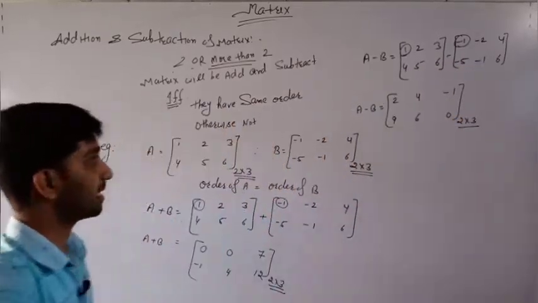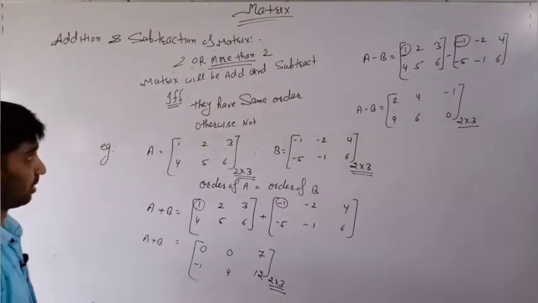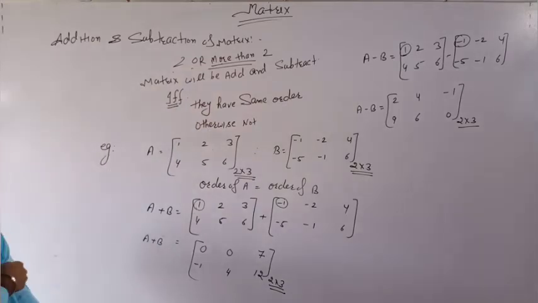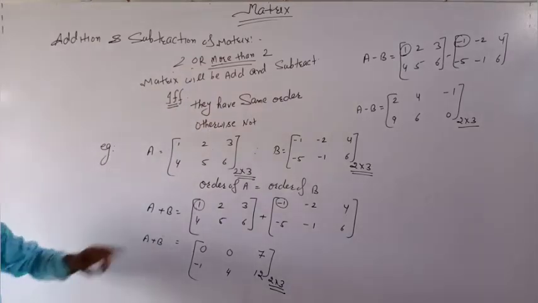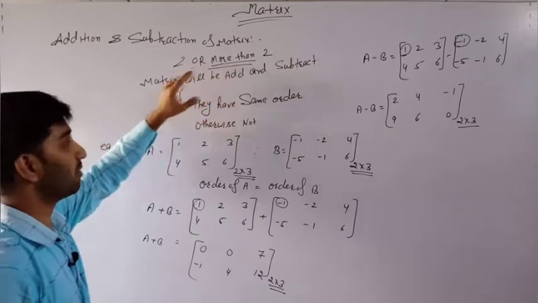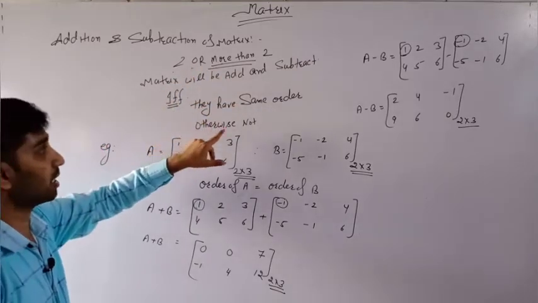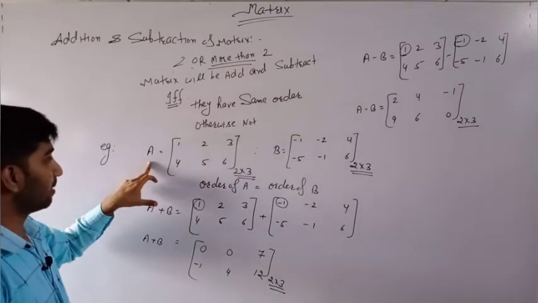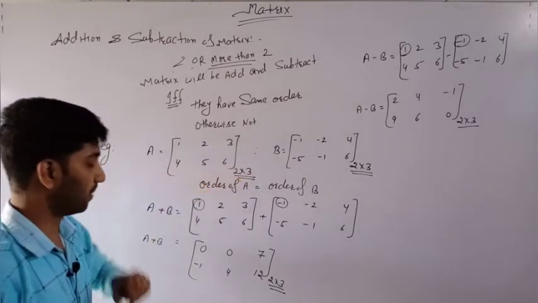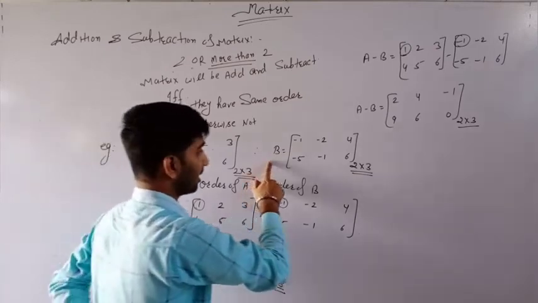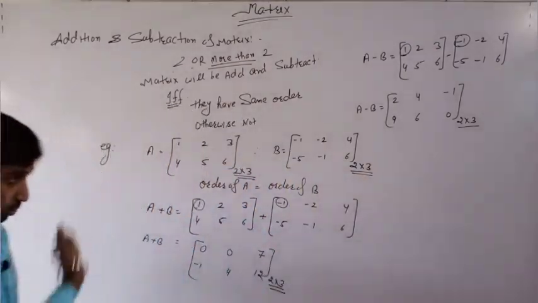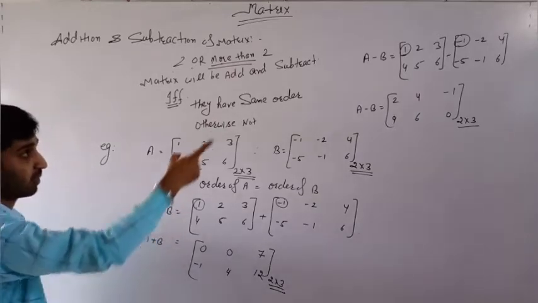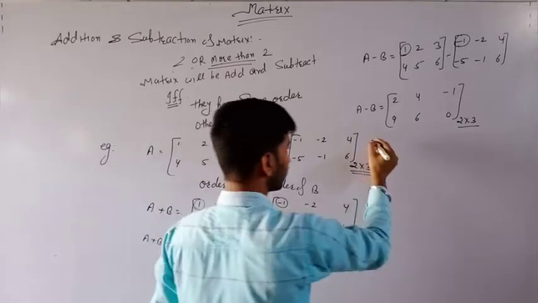So this is the addition and subtraction of two and more than two matrices. Two or more than two matrices will be added and subtracted if they have the same order, otherwise not. If the order is the same, they will be added and subtracted. If the order is not the same, they will not be added or subtracted. In this example the order of matrix A is 2 multiply 3, and the order of matrix B is also 2 multiply 3. So A and B can be added and subtracted. It is A plus B and it is A minus B.